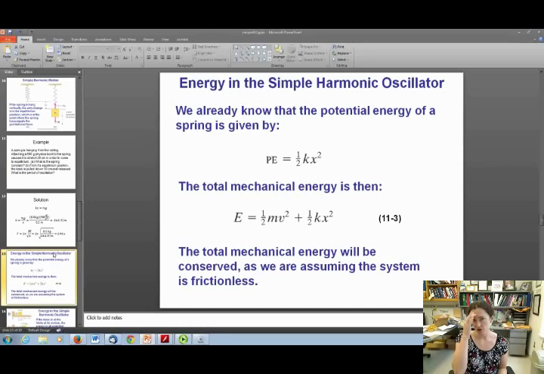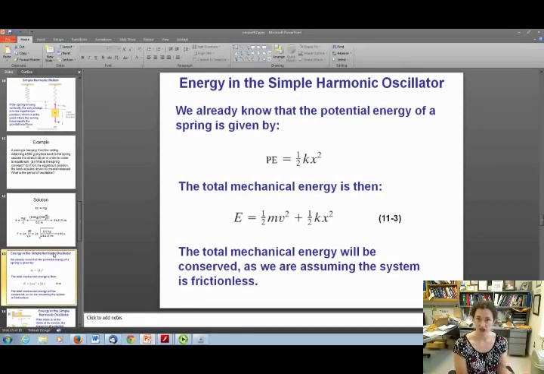Now, a few chapters ago, we covered the potential energy of a spring system. Remember that we had two kinds of potential energy that we were covering in previous chapters. That was the gravitational potential energy, mgh, and the potential energy of the spring, which is 1/2 kx squared. All right? So we're dealing with springs now. The potential energy is equal to 1/2 kx squared.